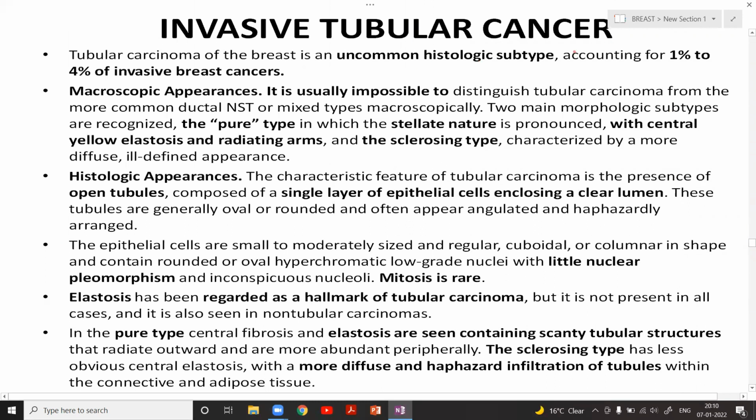Okay, it is an uncommon histological type which contributes 1 to 4% of invasive breast carcinoma. So you cannot differentiate very clearly between tubular and ductal varieties macroscopically, but microscopically there are two main types. Invasive tubular variety can be of pure type, in which it is a star-shaped tumor, and over there you have some amount of elastosis and radiating arms, very much like your complex scar that we had discussed at that time.